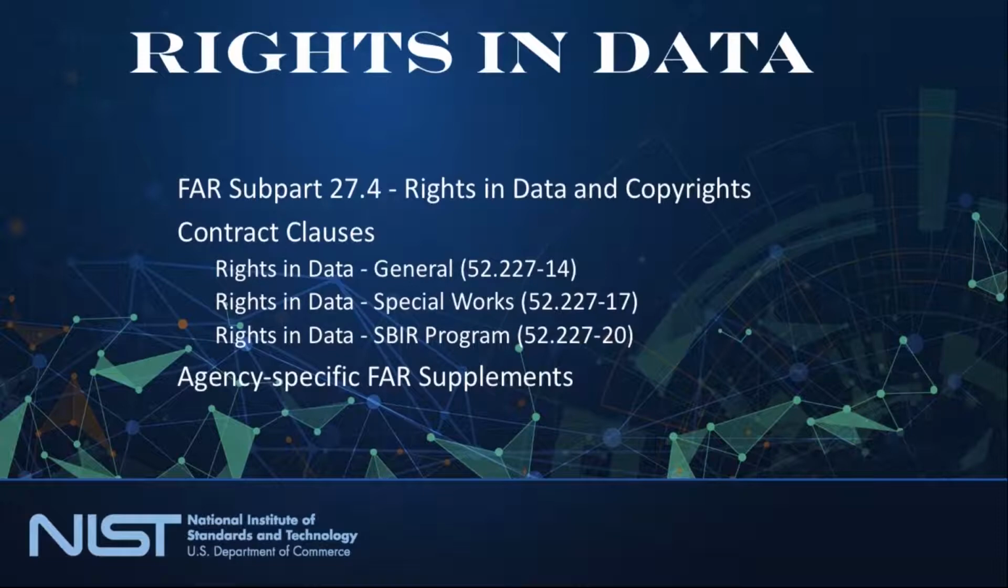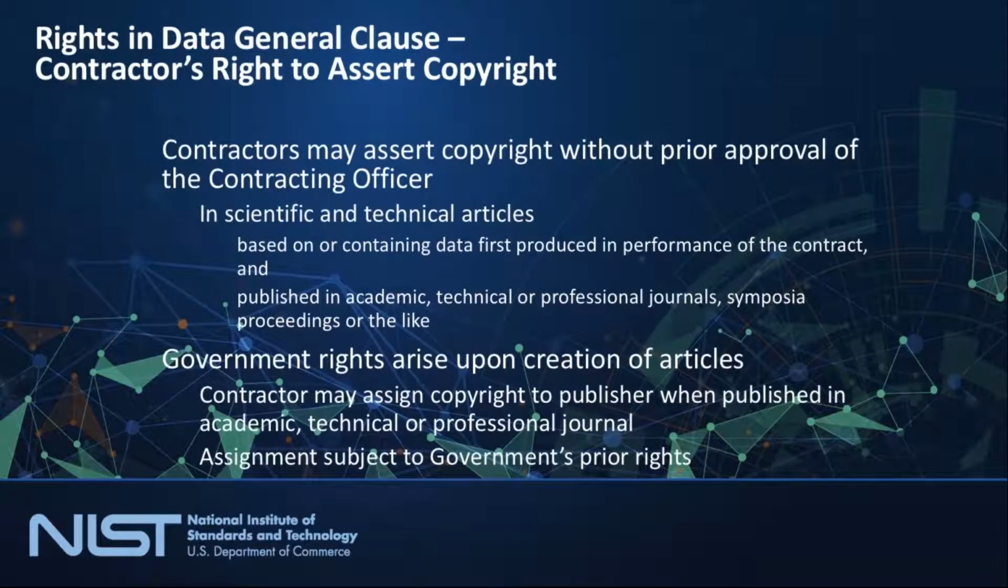So just going back now to rights and data. A couple of principles. I'm not going to talk about the SBR, but let's just talk about rights and data. What it allows contractors to do is to say, okay, I generate something in the course of this contract which is copyrightable, and I can assert copyright in it without anybody's permission, a contracting officer being God in the context of a contract. I don't need the contracting officer's permission to assert my copyright in scientific and technical articles that contain data first produced in the performance of the contract and that are published in academic, technical, or professional journals. Okay, so that's an important thing to keep in mind. If you're doing work under a contract and you're going to publish it, you get to assert copyright automatically without prior approval. And that also allows you to assign copyright if you're working with a publishing house, which requires you to assign copyright in order for them to publish in their journal.